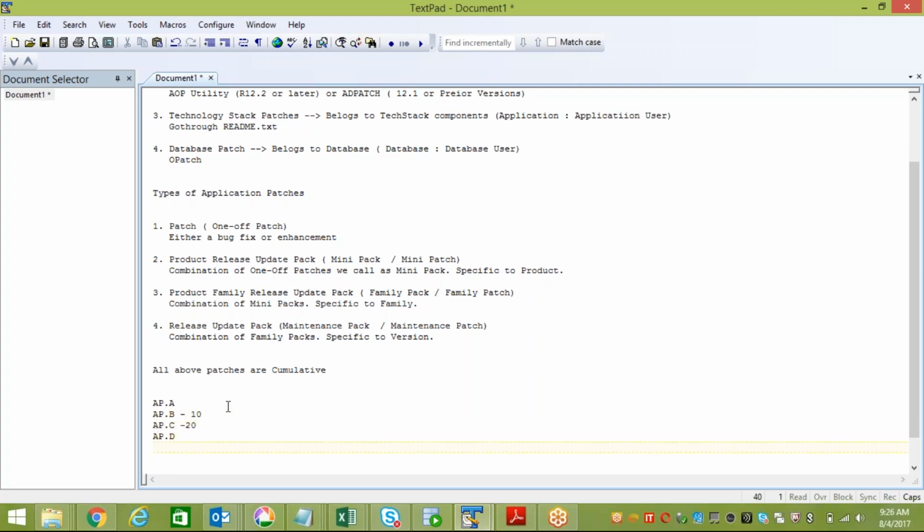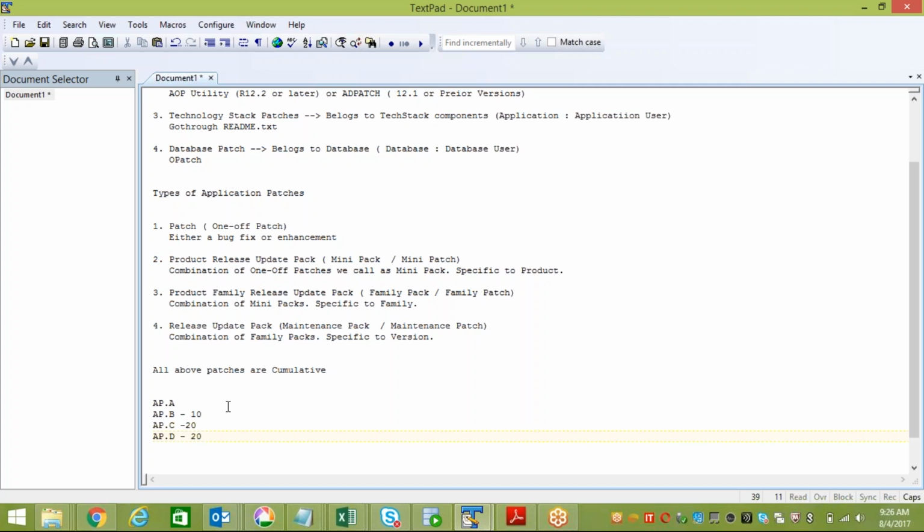Maybe it contains another 20 patches, another 20 bug fixes or enhancements or whatever. So when you apply ap.d, you would be getting 20 plus 20 plus 10, all the bug fixes. The prior version bug fixes also you would be getting, all 50 bug fixes, or new enhancements, or 50 patches along with the ap.d.